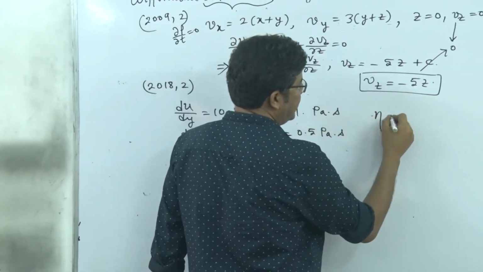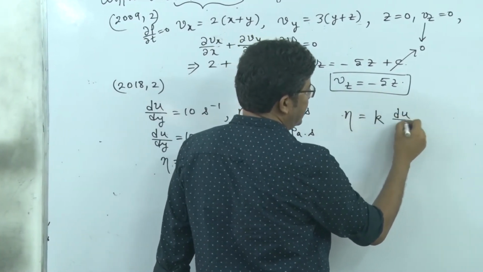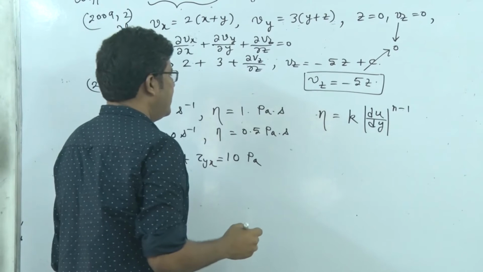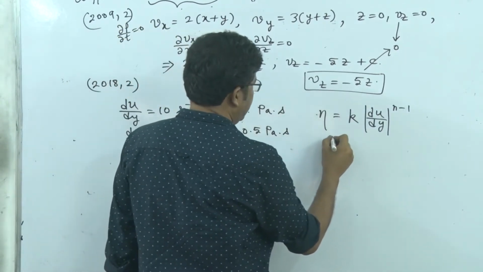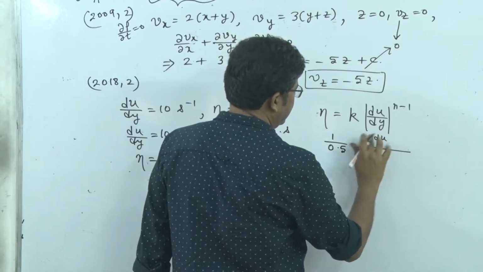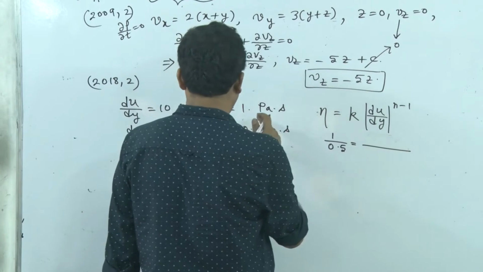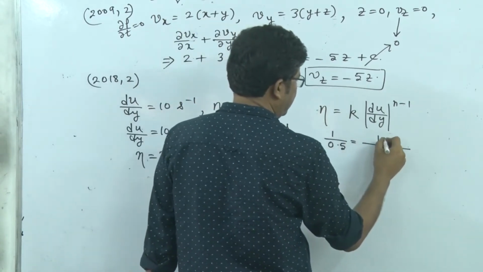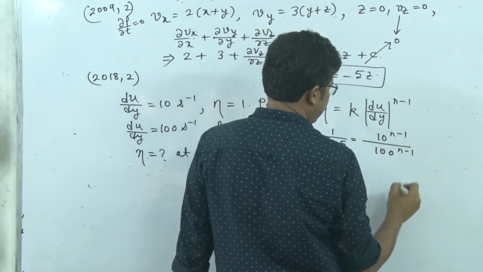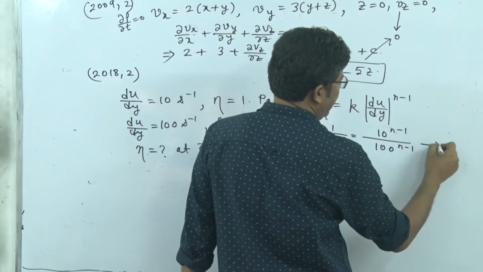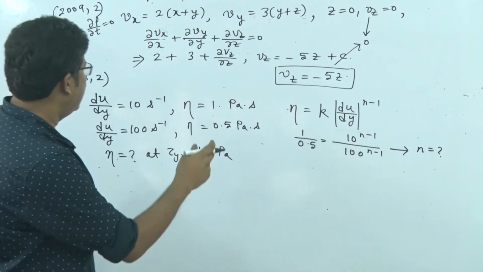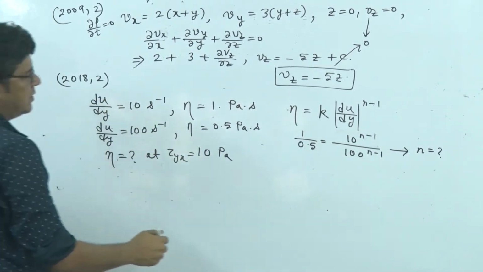We know the apparent viscosity is K into |du/dy| to the power n minus 1. So 1 divided by 0.5 is equal to 10 to the power n minus 1 divided by 100 to the power n minus 1. From here you can solve for n. Once you get n, you substitute in any of the equations and you will get K.